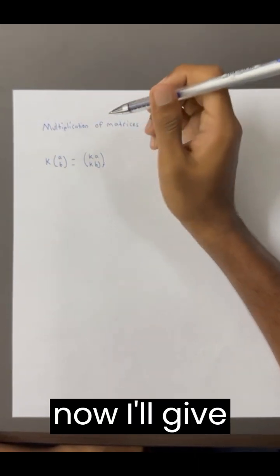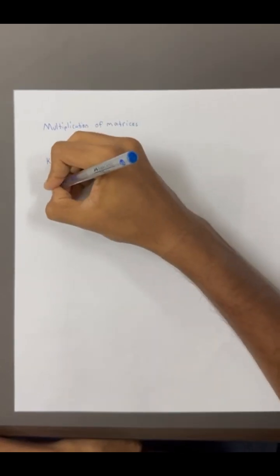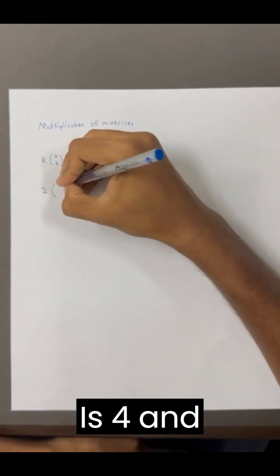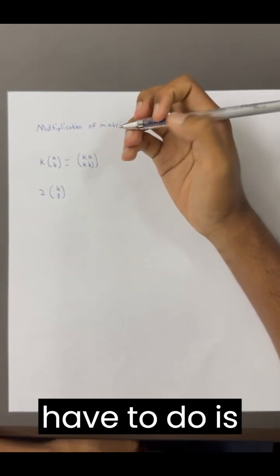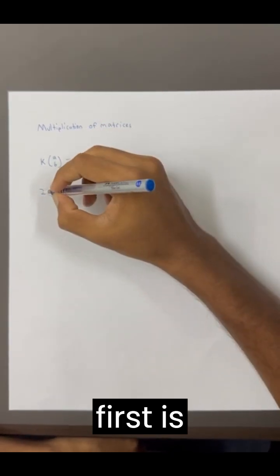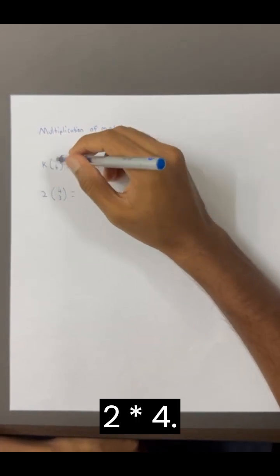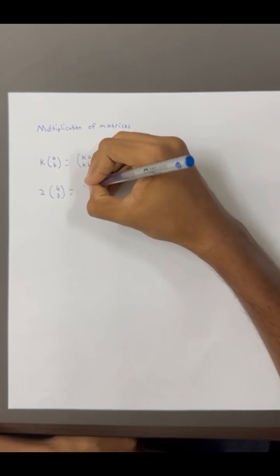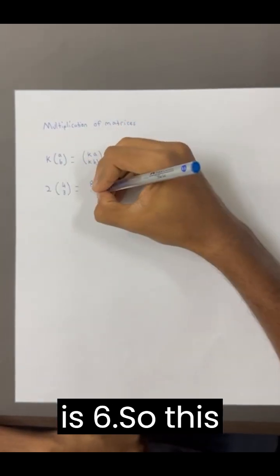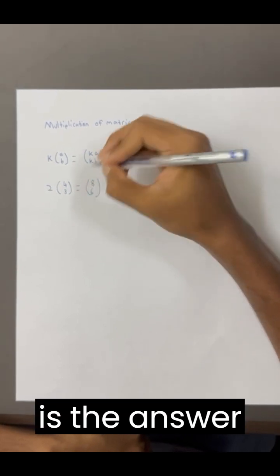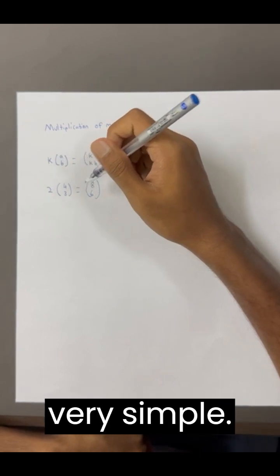Okay, now I'll give you an example. Let's say K is 2, A is 4 and B is 3. What we have to do here is, first, 2 times 4, so that is 8. Like I said just now, it is K times A. So 2 times 4 is 8. Then 2 times 3, which is 6. So this is the answer for this matrix multiplication question. As you can see, it's very simple.